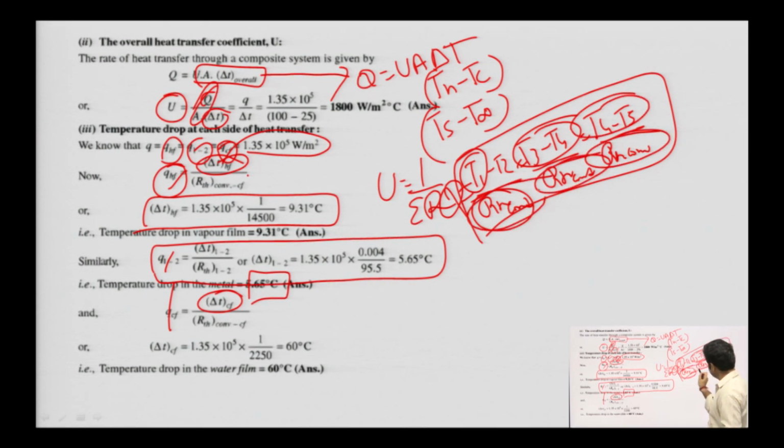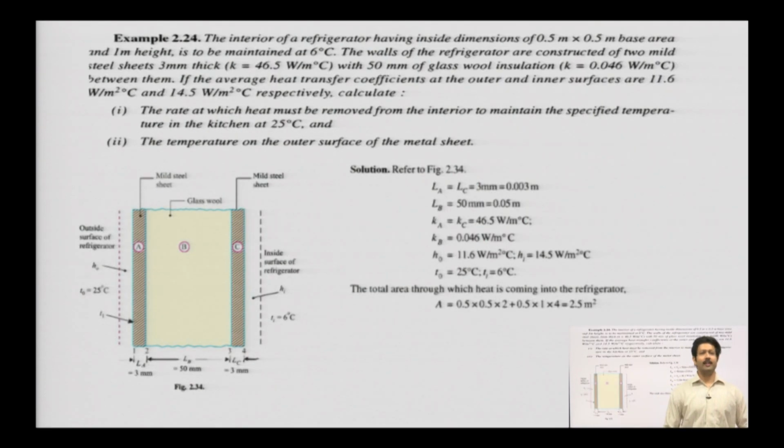Rest everything is the same, because again I am saying the heat is steady in nature. So the heat that is coming into the system will go out of the system with the same magnitude. You just need to play a game with temperatures and resistances. That is it. See, the same thing has been done. So the temperature drop in the water film has also been calculated with the same principle. Now let's talk about another numerical.